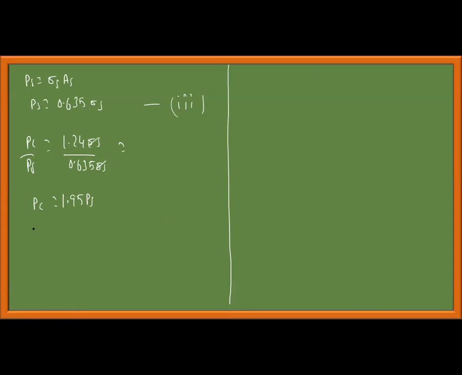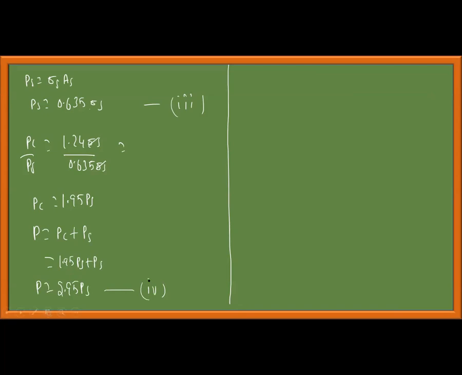We know the standard relation: the load shared by the composite section is the sum of the load shared by the steel and the load shared by the copper wires. I can write P is equal to PC plus PS, or PC is equal to 1.95 PS, so P is equal to 1.95 PS plus PS, or P is equal to 2.95 PS. I'll call this equation 4.